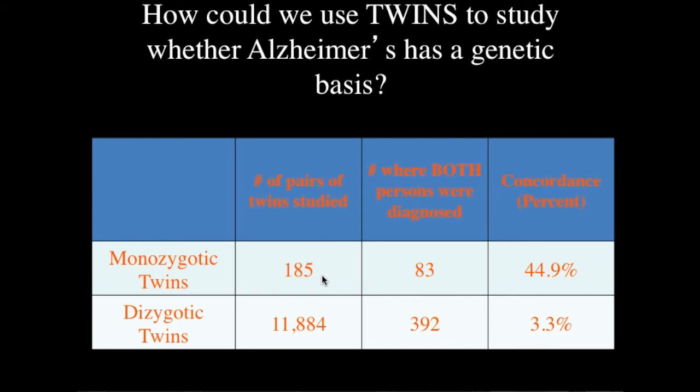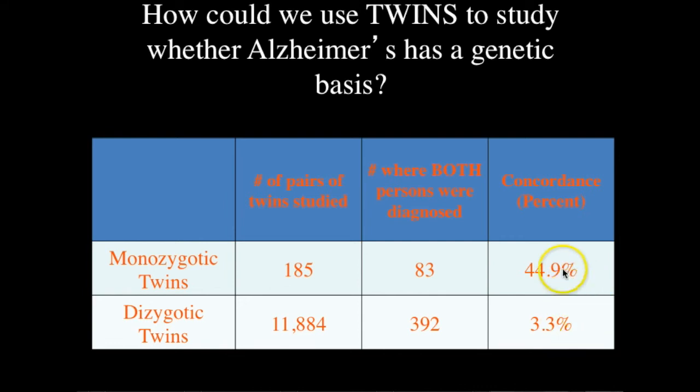And what Gatz and her colleagues discovered was that of these 185 pairs where at least one individual got Alzheimer's disease, 83 out of those 185 times, the other twin also developed Alzheimer's disease. So that gives us what's called a concordance. If one is true, what's the chance that the other is true? And that gives us a concordance of almost 45%: if one identical twin gets Alzheimer's disease, the other one will also get it. In dizygotic twins, we see a different situation. We see only about 3% of the time, if one twin gets it, can we predict that the other twin will also get it.